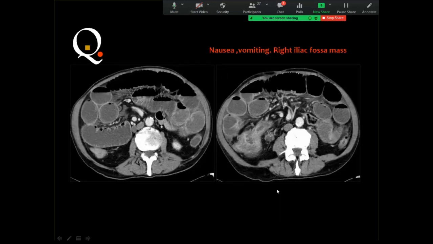This patient presented with nausea, vomiting, and right iliac fossa mass.